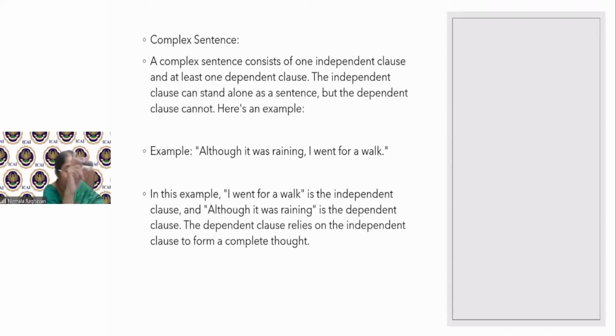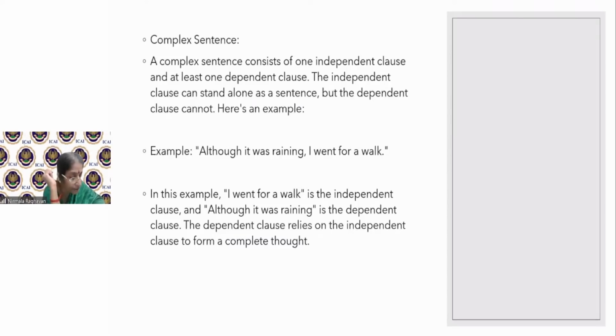A sentence that has one independent clause is a simple sentence. A sentence that has one independent clause and one or more subordinate clauses becomes a complex sentence. A sentence that has 2 main clauses or more than 2 main clauses becomes a compound sentence. Let me repeat. A sentence is a simple sentence when it has only one main clause. A complex sentence has a main clause and one or more subordinate clauses. Compound sentence has two or more main clauses in the same sentence.